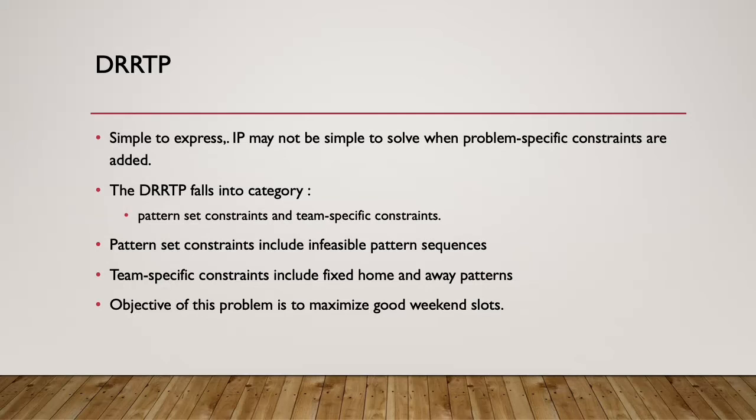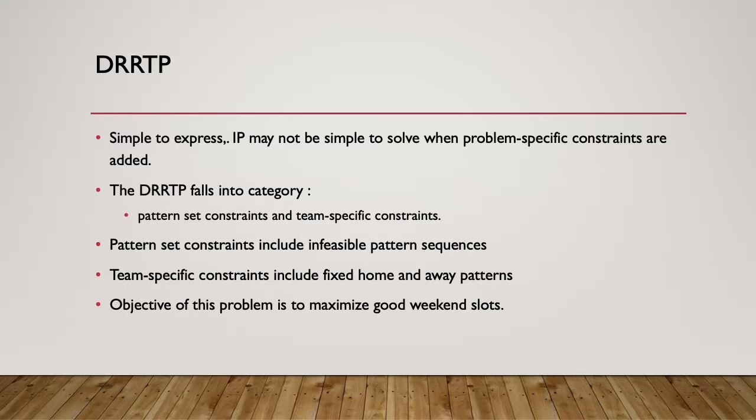The next one is the double round robin tournament problem. Let's see how we solve this. It's like constraint programming. Why is it simple to express as an IP? It may not be easy to solve when more problems or more constraints are added. DRRTP includes a number of problem-specific constraints falling into 2 broad categories. One is pattern set constraints, and the second one is team-specific constraints.